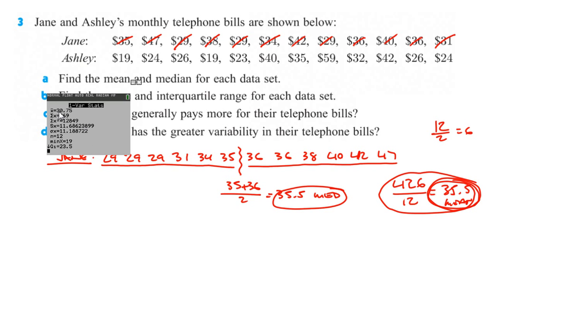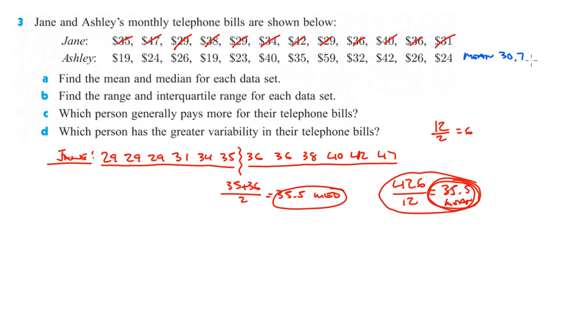Okay, so it gives us the average, oh, this is a different one. That's okay. 30.75 is her mean. So let's do, what did we say it was? 30.75. So mean 30.75, and then the median will be 26. Okay, so we've got that all figured out.